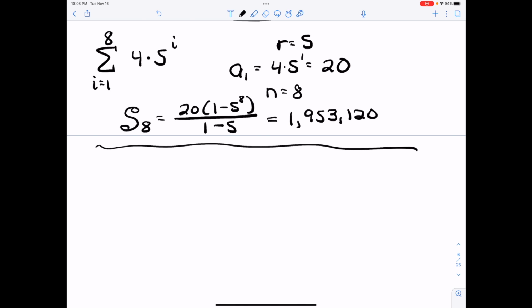Okay, so that's fun with these finite series. What if we have an infinite series?